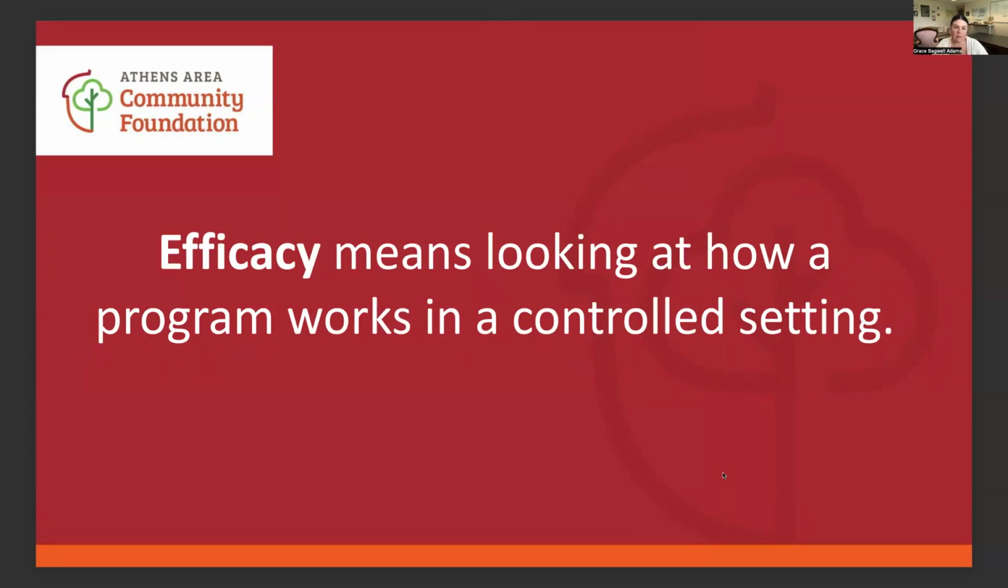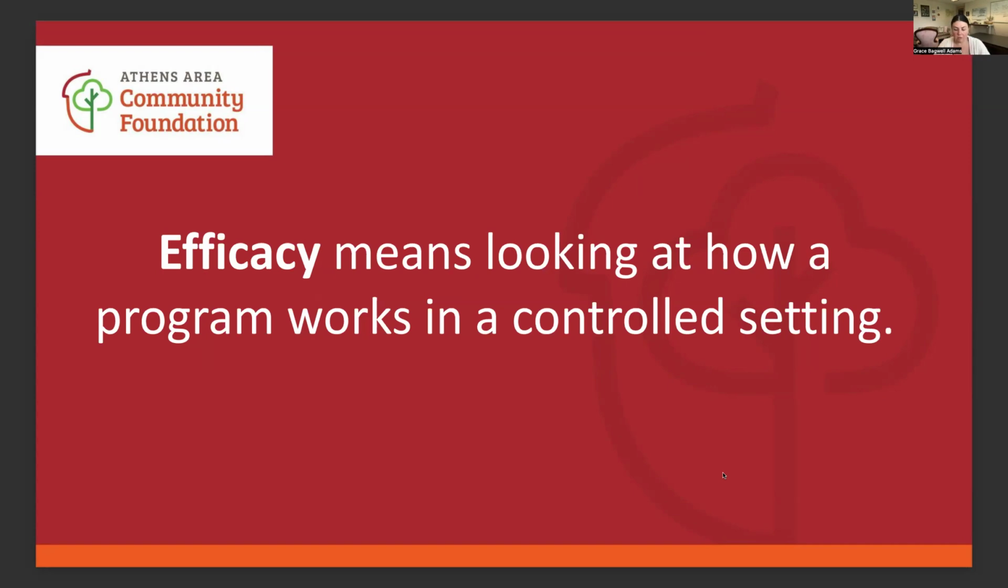So we're actually going to start with efficacy. This means that we're looking at how a program works in a controlled setting. Think about a lab setting, right? If we could control all of the factors that might impact an outcome that we care about, that's when we would be measuring efficacy. A good example of this would be a pharmaceutical in a trial, right? In a randomized control trial.